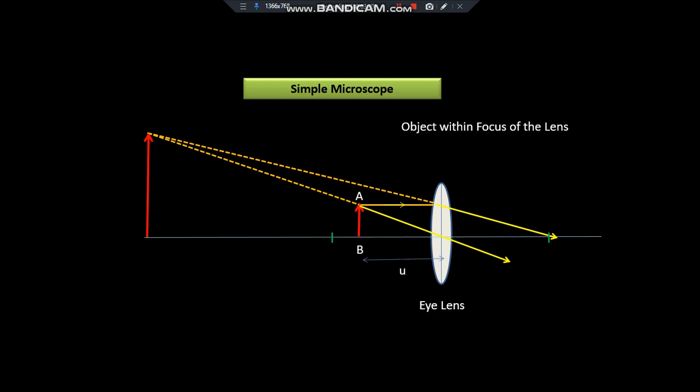So that's the object distance u, and A dash B dash is the image at a distance v. If you see through the eye, the visualizing angle is beta here. Tan of beta is equal to A dash B dash upon v, which is equal to AB upon u also.